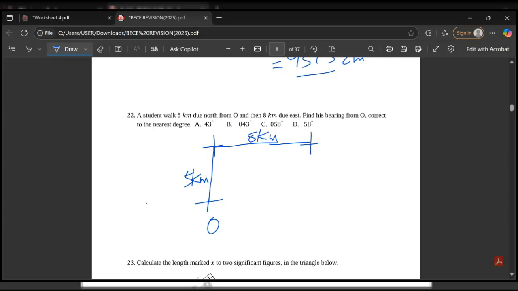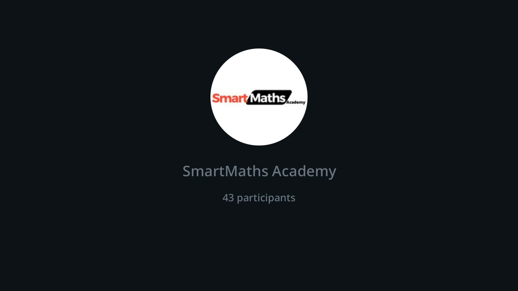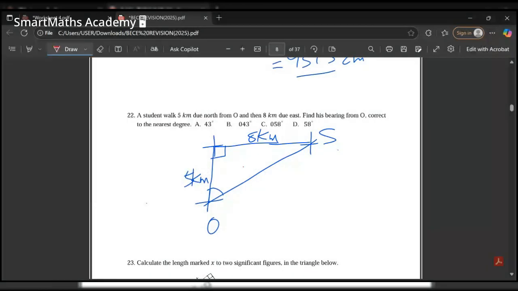Now the question is, find its bearing from O. This is where the student is now. What is the bearing of this student from O? That means we are looking for this angle. This is a right angle as well. So the next thing is for us to label the sides. We are looking for this angle. This is opposite, this is hypotenuse, and this is adjacent. Most of these ones are just giving us TOA. So that means we're making use of tan.